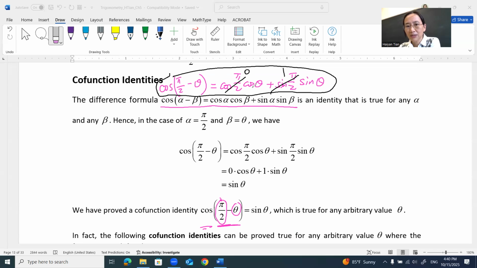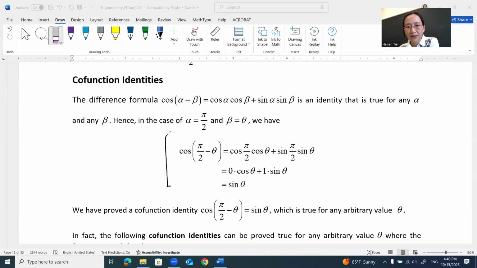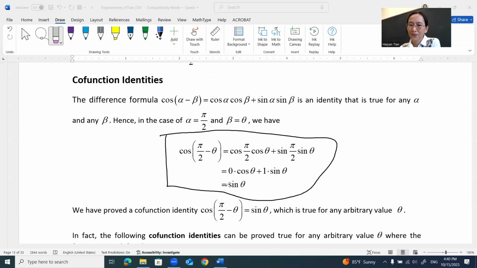So 0 times anything will be gone, right? This whole thing will be gone. So the whole thing reduces to sine theta. So we have proved that cosine of half of pi minus theta is sine theta. This is the clean version of the proof of the cofunction identity. You see, the cosine function at this angle becomes the sine function at theta.